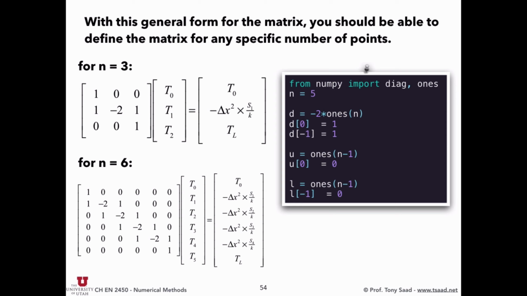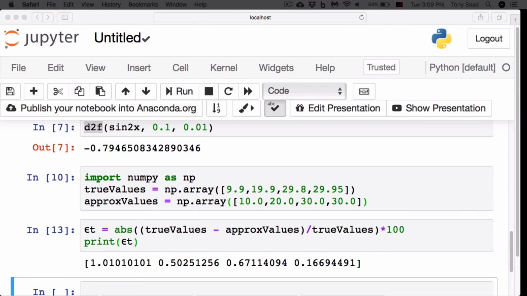u is my upper diagonal. It has length n minus 1, because there is one less entry; there are n minus 1 entries. It's all ones except for this one, so u0 equals 0. Same thing for the lower diagonal. It has n minus 1 entries, but the last entry is 0. And we fix it. All right, so let's try to do all of this in class and see.